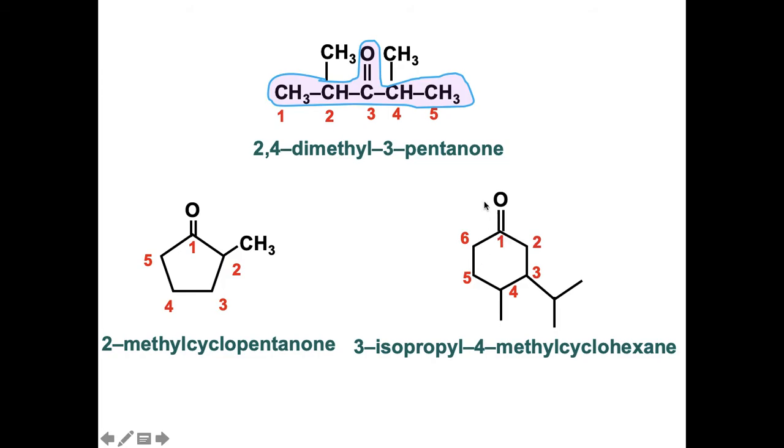Next, carbon number 1 will be at the carbonyl group, so carbon number 3 here is isopropyl, this is the shape of isopropyl, and then at carbon number 4 is methyl. If you count this carbon as carbon number 1, and this carbon as carbon number 2, this carbon will be carbon number 4 and this carbon will be carbon number 5. We prefer the lower number for substituents, so you have to count carbon number 1 and carbon number 2 on the right.